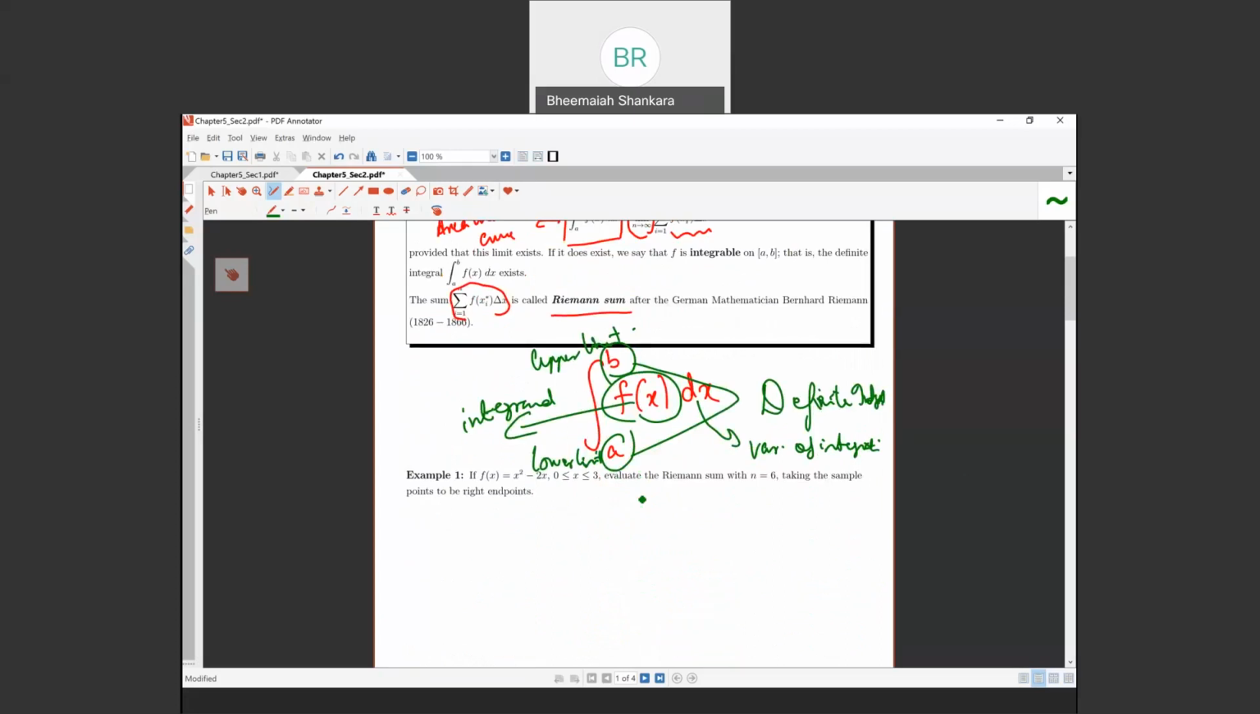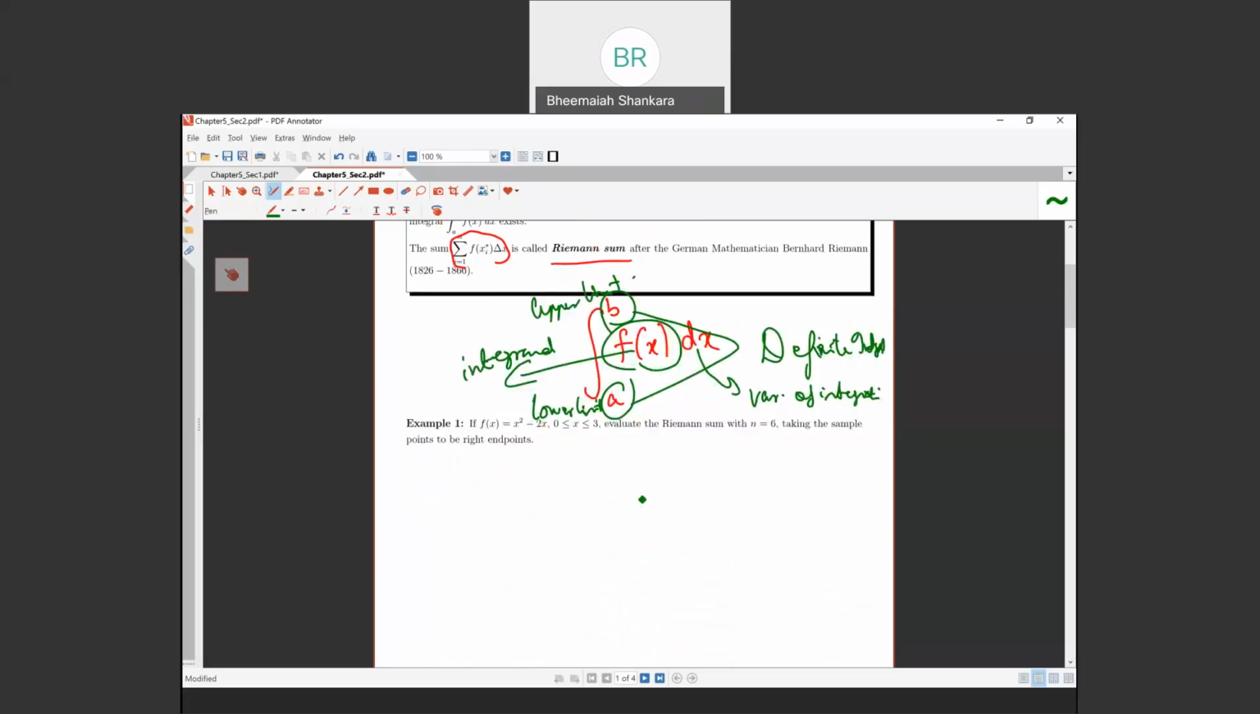So let's do this first example. You are given a function, and you are asked to calculate the Riemann sum with n equal to 6. This is similar to your section 5.1, other than that you're naming the summation as a Riemann sum. So let's graph this function, x squared minus 2x. It's a shifted parabola, an open upward parabola. So let me draw this, or let me draw an even extended one.